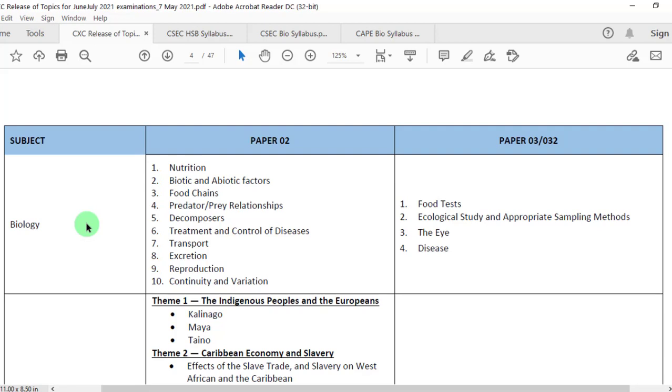Let's go to paper 2 first. So we have here 10 topics, right? Nutrition, biotic and abiotic factors, food chains, predator-prey, decomposers, treatment and control of diseases, transport, excretion, reproduction, continuity, and variation. Well, now looking at these topics, the thought may cross your mind of, well, better they told me what's not coming because it looks like the entire syllabus. Let's see what this looks like in the syllabus and make sure we understand what these topics refer to, okay?